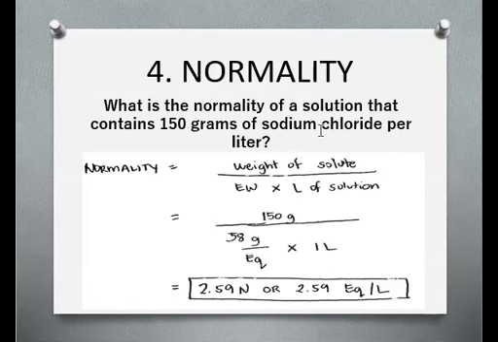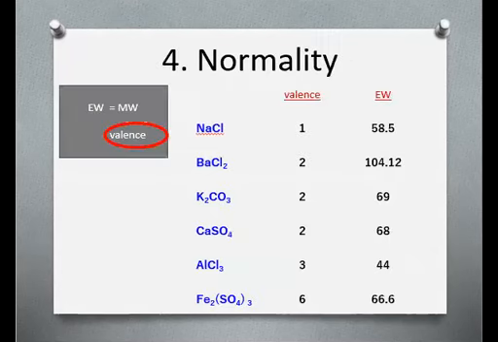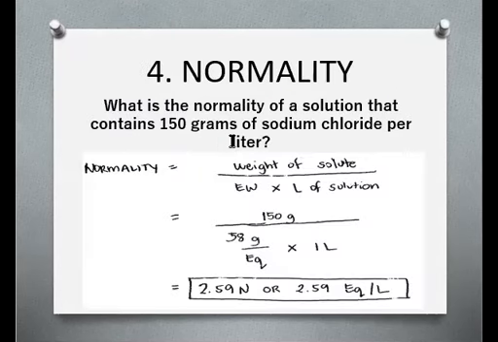1 yan siya. Hindi given sa problem, pero nandito rin siya, class. Okay? So, 1. So, 58 divided by 1 is still 58. So, 58 grams per equivalent. Yan yung equivalent weight na gagamitin natin. Times liter of solution. So, per liter man, so that's 1 liter. Okay? So, solve for this one and you will get 2.59 normal. Or you may write your answer as 2.59 equivalents per liter. And then, don't forget to box your final answer, okay?